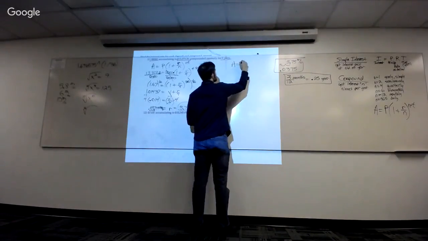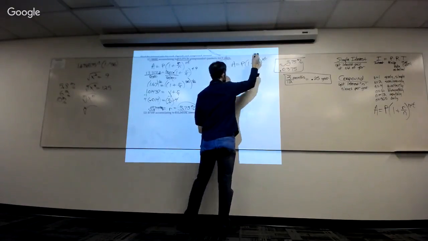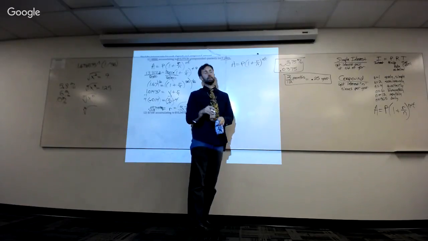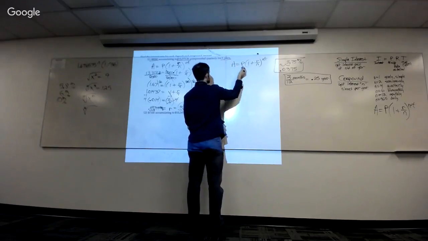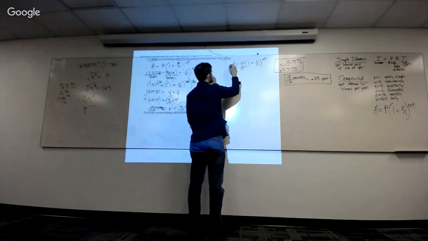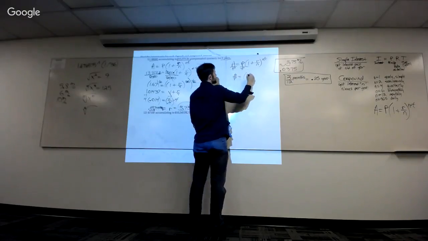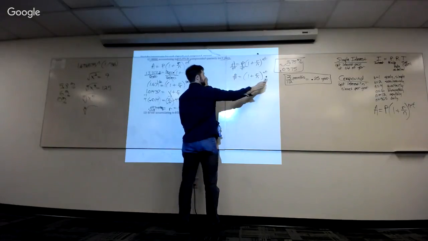A equals P times 1 plus r over n, to the nt. I'd like to solve for r right now. No numbers. So how do we do it? What do we do first? Divide by P. So just like we were doing, now we have A over P equals 1 plus r over n to the nt. Now what do I get rid of?